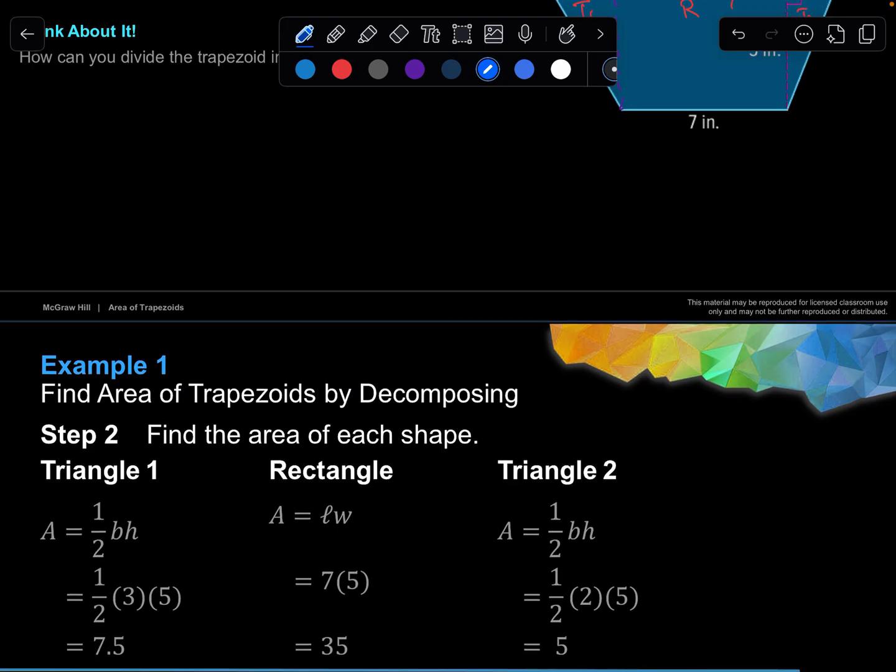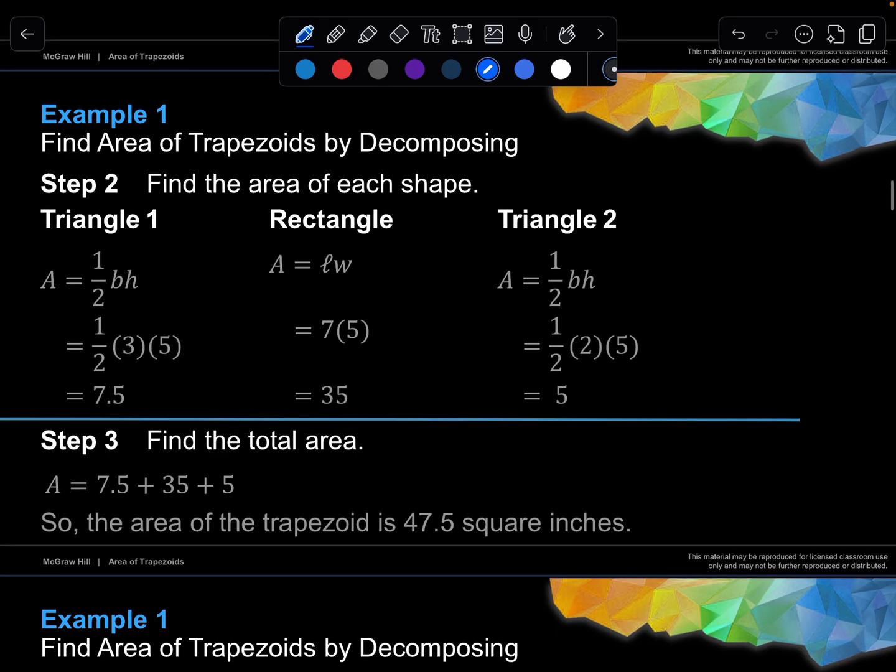Triangle T1, half BH, gives me 7.5 square inches. Rectangle is L times W, that gives me 35 square inches. Triangle T2, half BH, my base is 2, my height is 5, that gives me 5 square inches. And then I add all three numbers up to give me the area of 47.5 square inches.